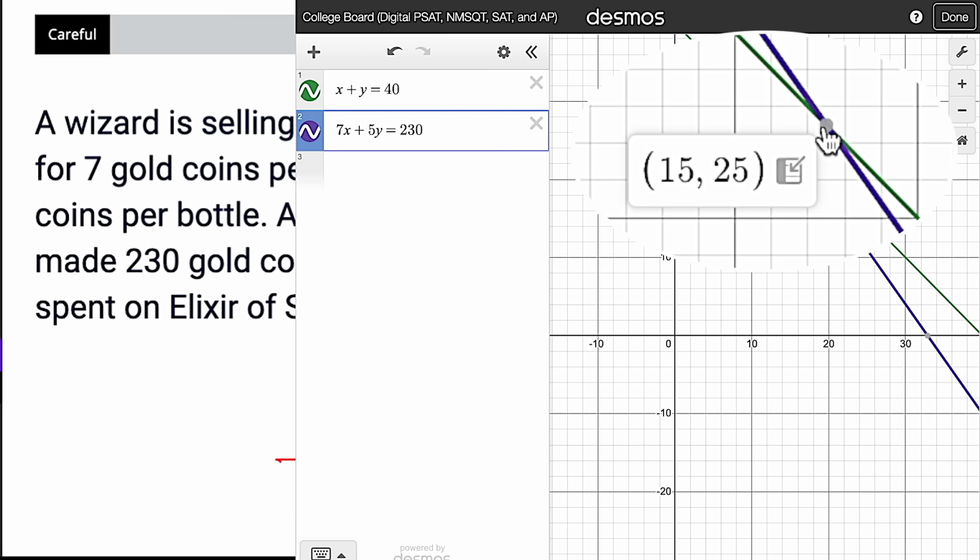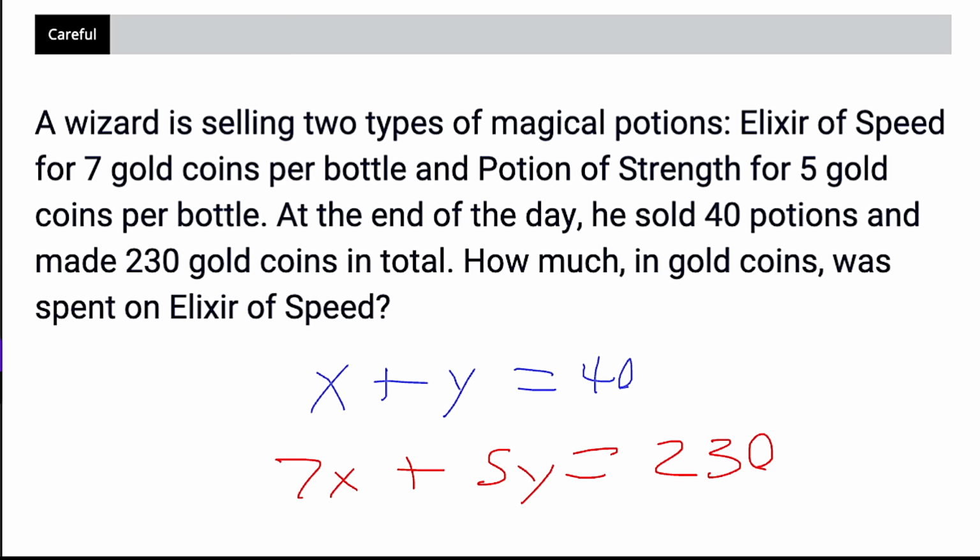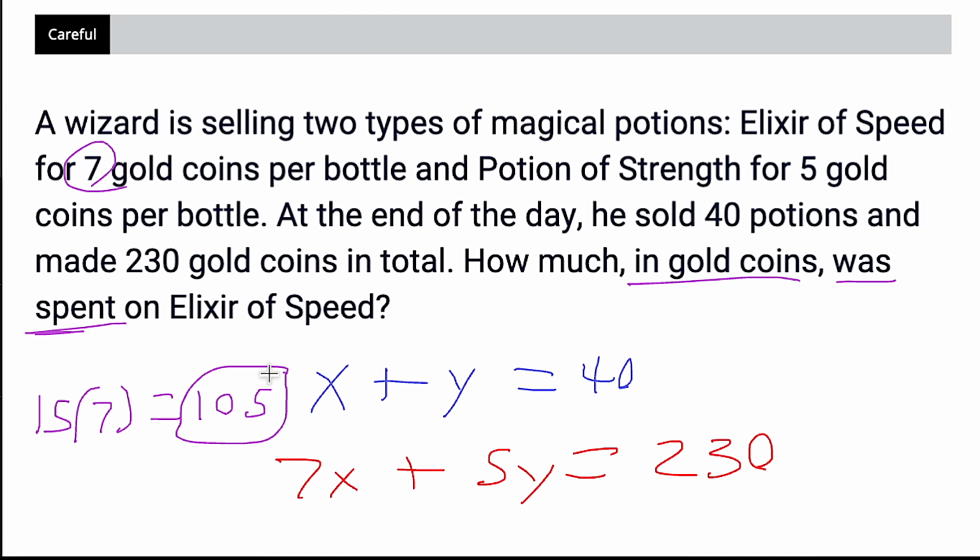So X is 15, Y is 25. What's it asking us about again? Elixir of speed. Was elixir of speed X or Y? It was X, right? So we might be thinking our answer is 15. But it's not asking about how many elixirs of speed were sold. It's saying how much in gold coins was spent on elixir of speed. So remember, the elixir of speed were 7 each. So we would multiply that by 7, and that's going to be 105, which is actually our answer for this question.